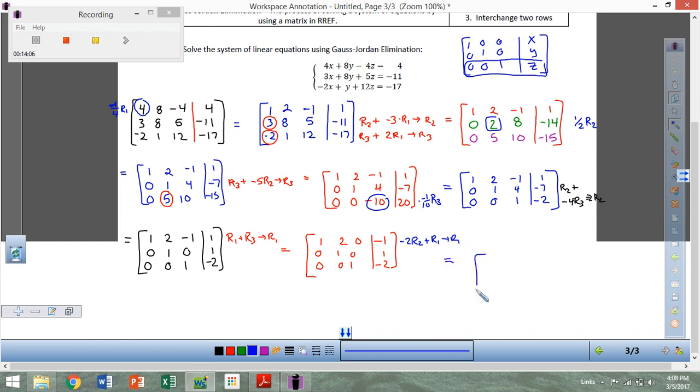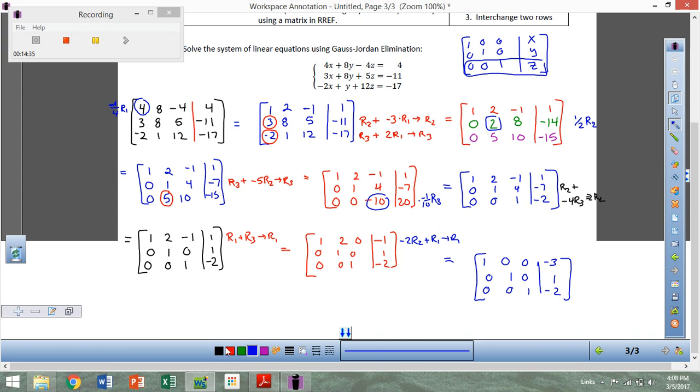And so in doing that, bottom row still the same, 0, 0, 1, negative 2. Middle row still the same, 0, 1, 0, 1. And the top row is going to be 1, negative 2 times this and add it to it, that's 0. This is still 0. Negative 2 times 1 is negative 2. Add that to the negative 1 and I get negative 3. And so that tells me, now that I finally have it in reduced row echelon form, that my x, y, z solution is negative 3, 1, negative 2.